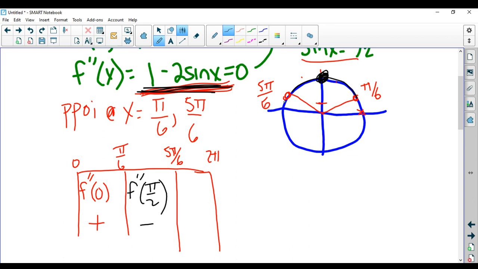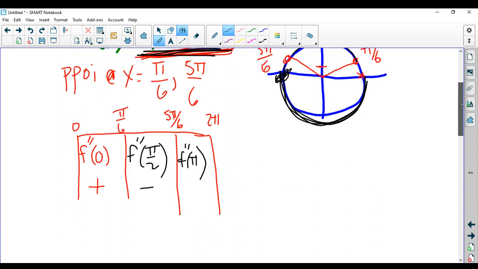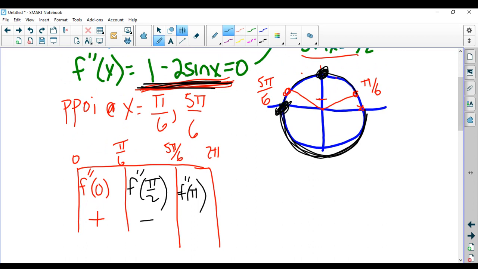And then the last interval, you can use any number in here. I guess I'm going to use pi. A smarter choice probably would have been 2 pi, because that's the same as 0, and I wouldn't have had to do any work, but we enjoy doing trig anyhow, so let's do it. Plug in pi to the second derivative, you'll get 1 minus 2 sine of pi. Sine of pi, y is 0, so we have 1 minus 0, which is 1, which is positive. So I'm ready for my conclusions.